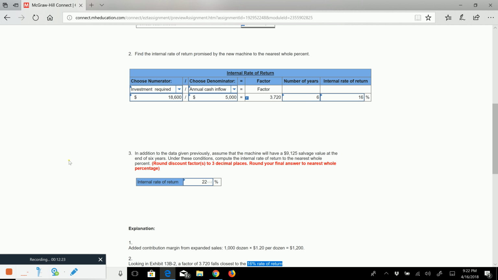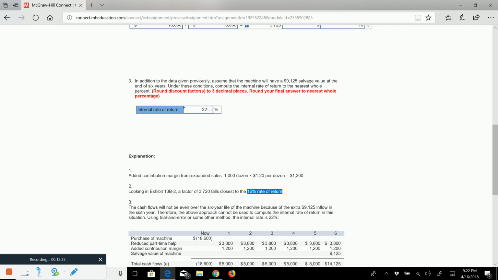And the last question here, in addition to the data given previously, assume the machine will also have a $9,125 salvage value at the end of year 6. Now, with that new factor, we have thrown in this one last factor, this $9,125 salvage value. What is the new internal rate of return?